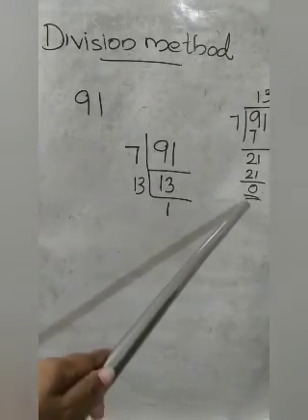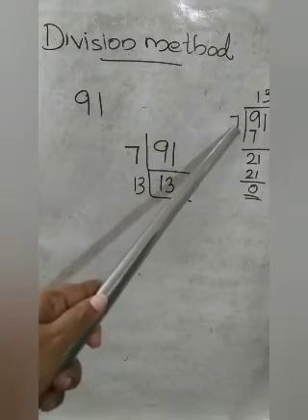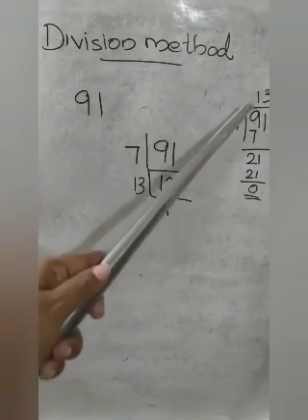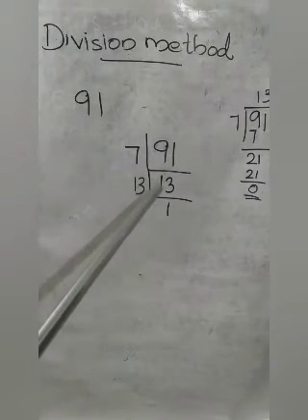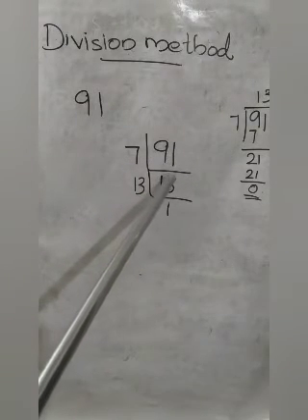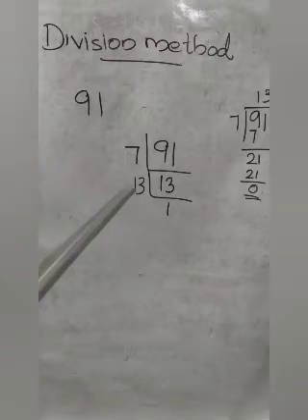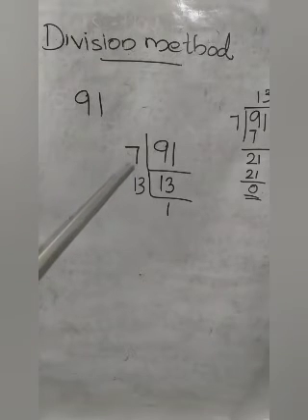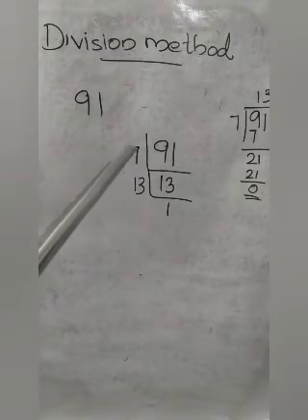So here, since we are getting remainder 0, we can say 7 is a factor of 91. So what is the quotient here? We are getting 13. The 13 we wrote here. Now 13 is a prime number, so we can stop there. So the prime factorization of 91 is 7 into 13.